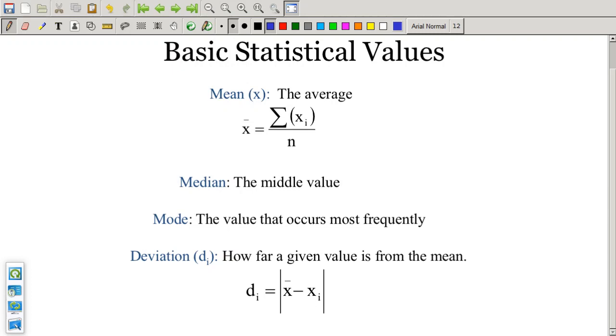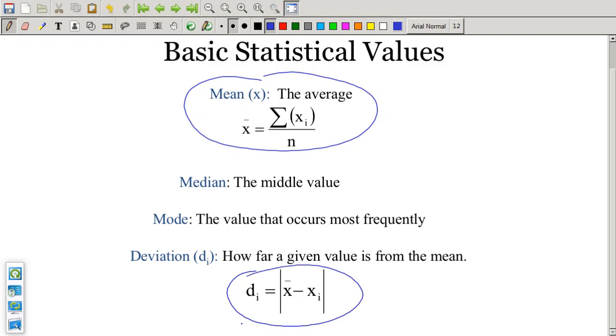Sometimes you want to look for the mode as well. You want to look for the value. If you have a large set of data, is there a mode? Is there a value that occurs most frequently? As far as we're concerned, what's most important on this slide? Number one, the mean, and second, the deviation.